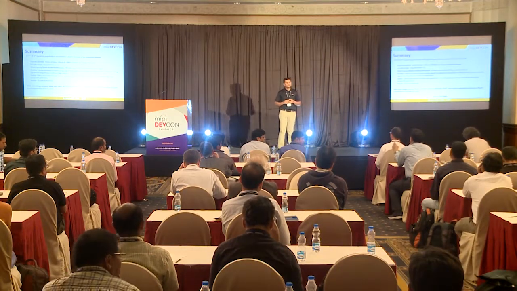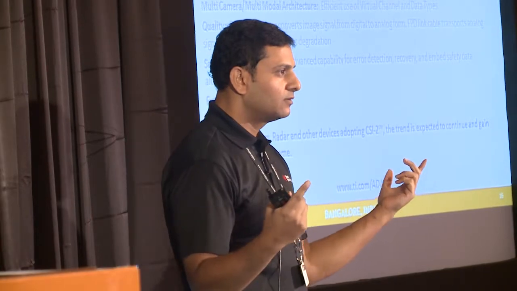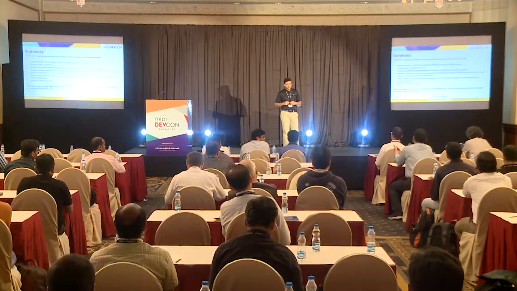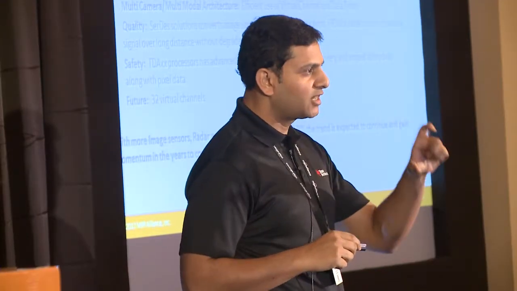But the actual physical links are still the cables. I mean, everything is physical. I'm just trying to understand where CSI comes into the picture here. So CSI is between the camera and the serializer, and between the deserializer and the vision processor.